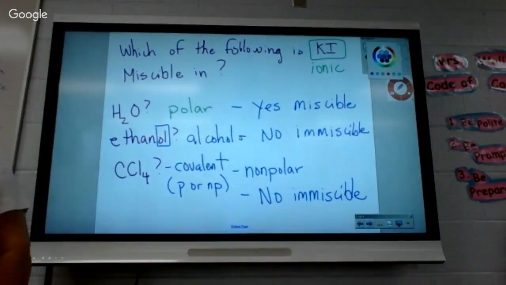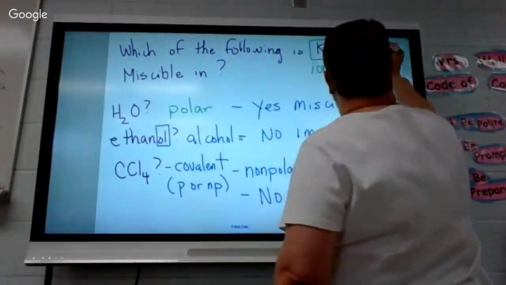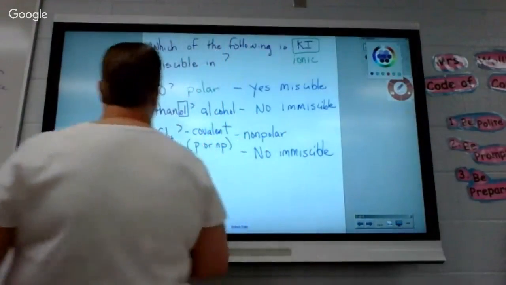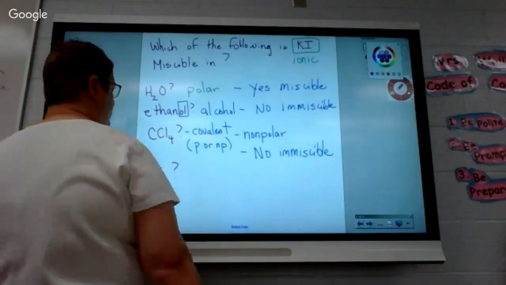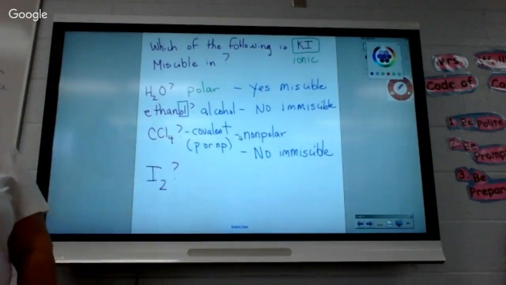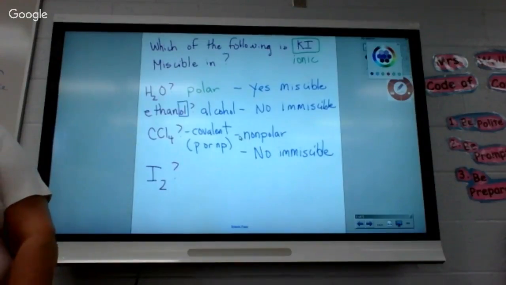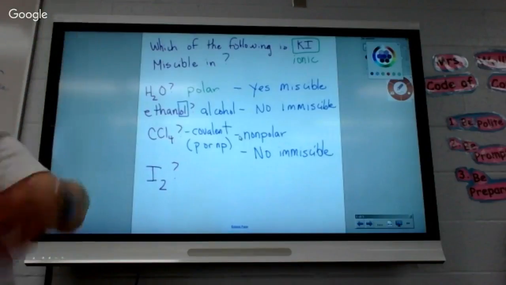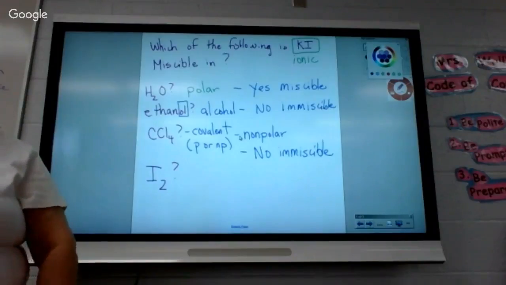Okay? Now, what if I have one that everybody always forgets about? What if I have one of our diatomics? What do y'all remember about the diatomics? Are those polar or non-polar? All right, I have a polar, I got a non-polar vote on this side. How do we decide? The electronegativities. Very good, Betsy.